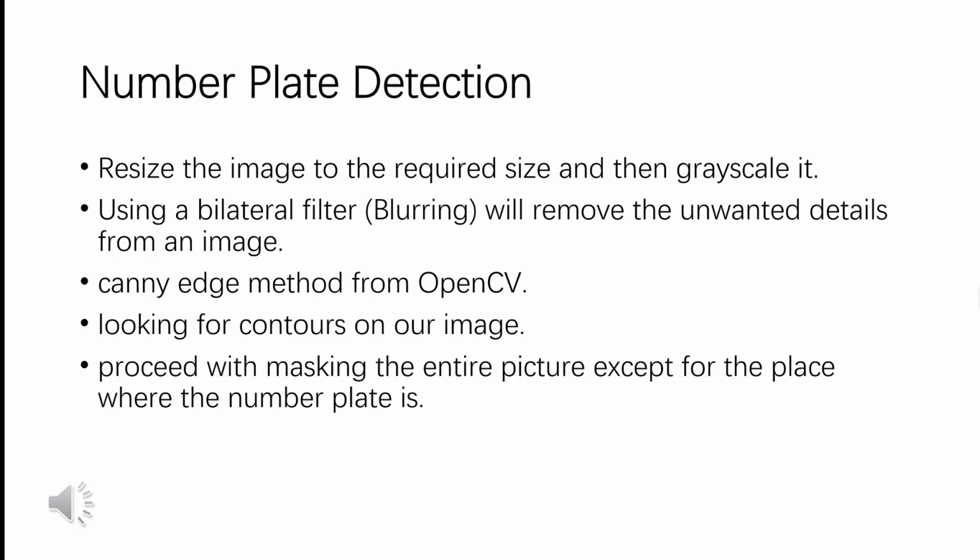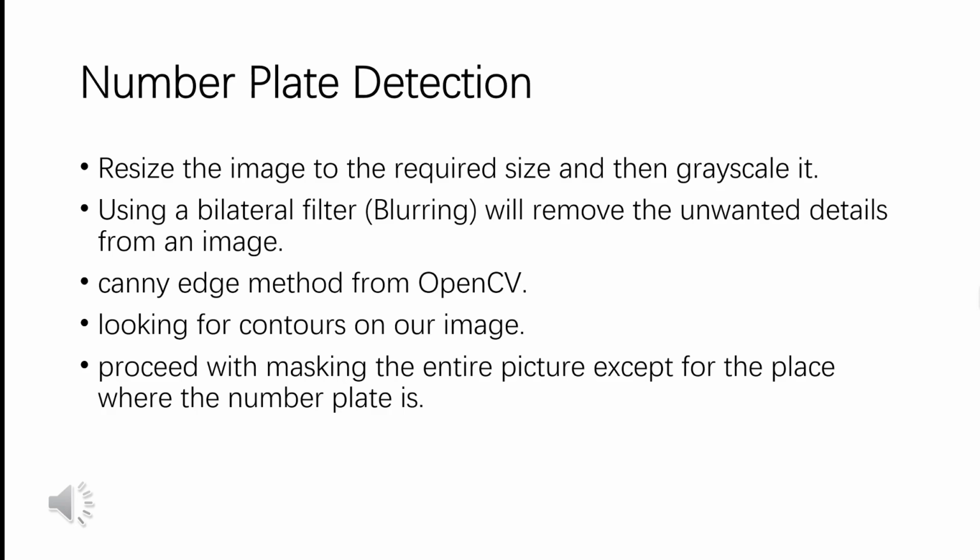For the second step, every image will have useful and useless information. In this case, for us, only the license plate is useful information, and the rest of it is pretty much useless for the project. This useless information is called noise. Normally, using blurring will remove the unwanted details from an image.